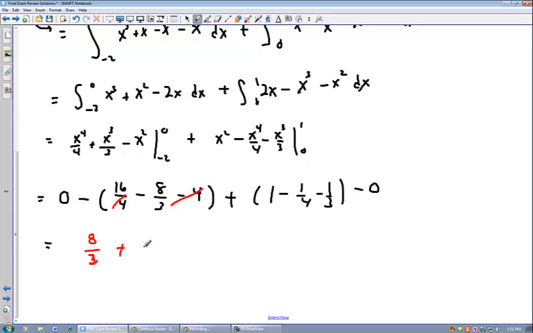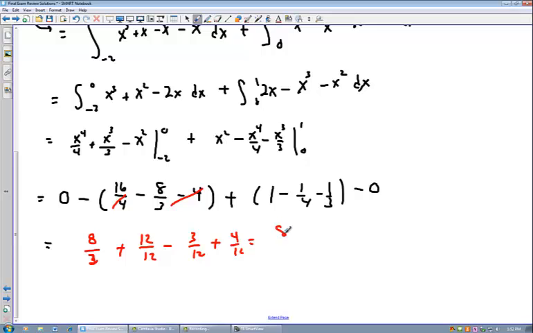I don't know. You want to get a common denominator? Let's get a common denominator, right? So the common denominator would be 12. So I have plus 12 over 12 minus, multiply top and bottom by 3, so 3 over 12, plus, multiply top and bottom by 4, so 4 over 12.